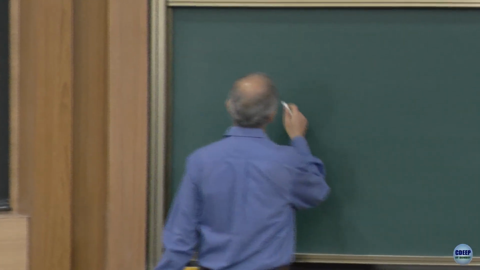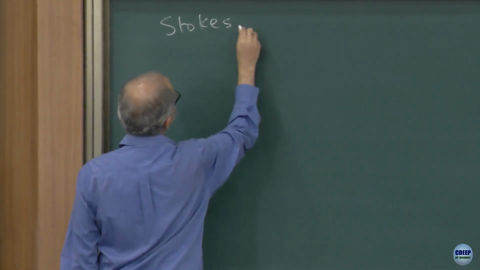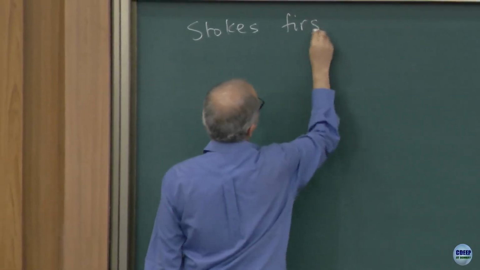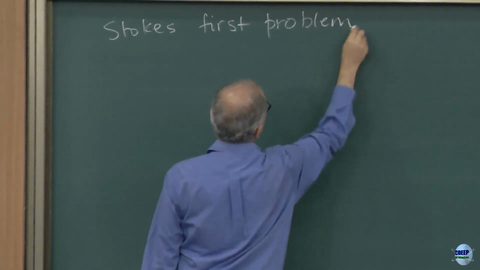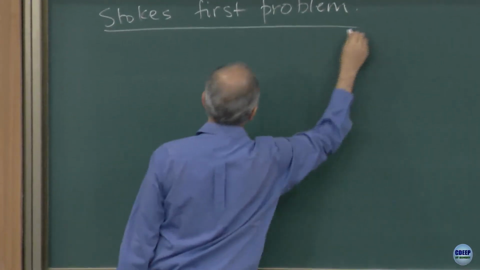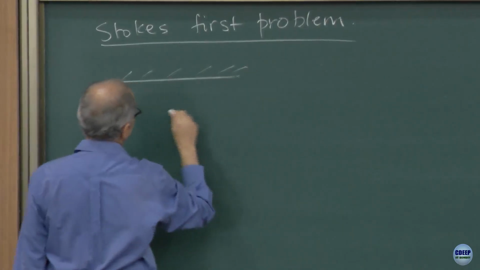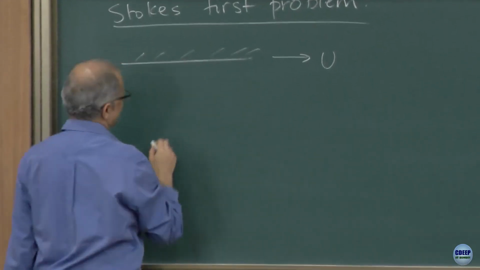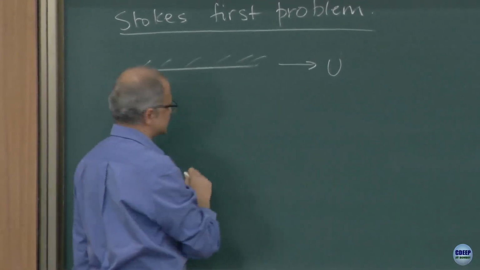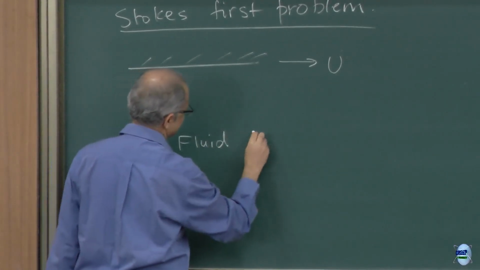In the previous class, we will start off just trying to recall what we did. On a suddenly started plate, this is what we did. We said that there is a plate which is suddenly moved at velocity u. Before that, it was stationary. And then you have fluid here, which is all stationary.